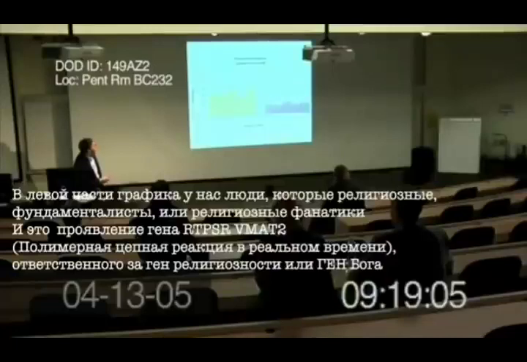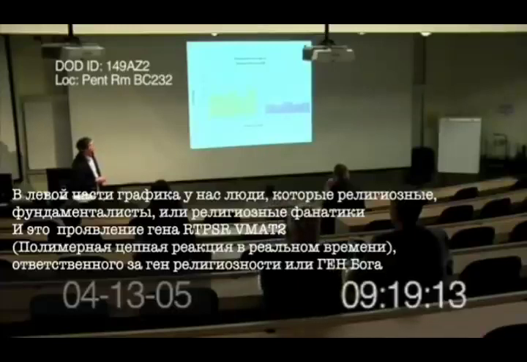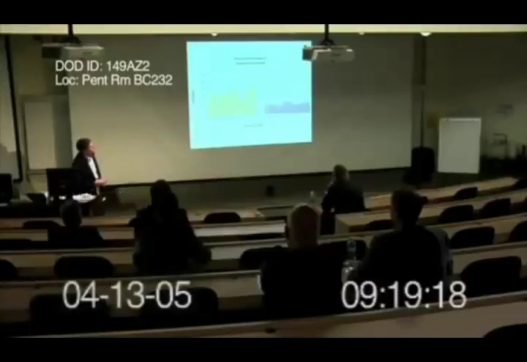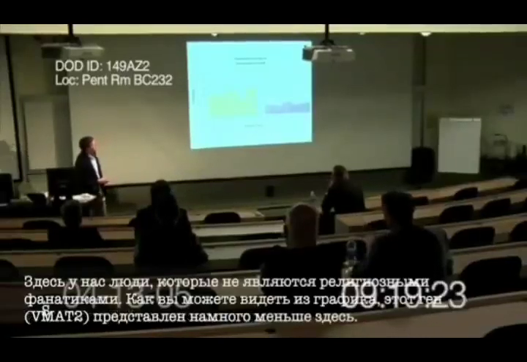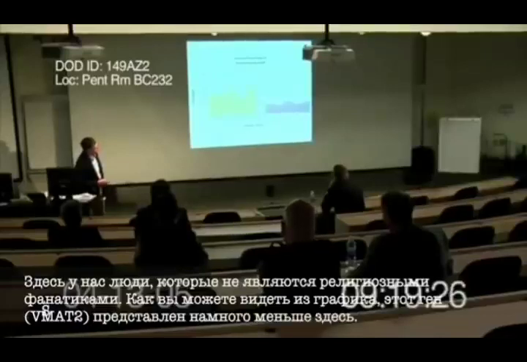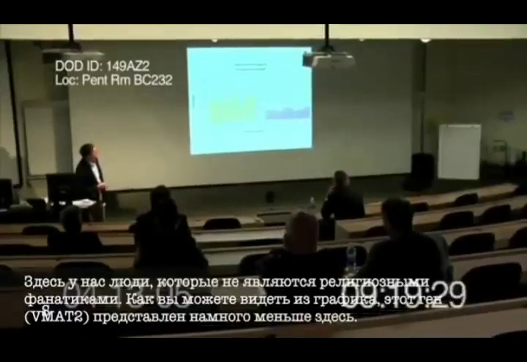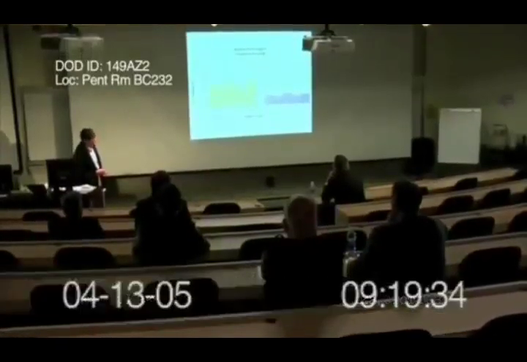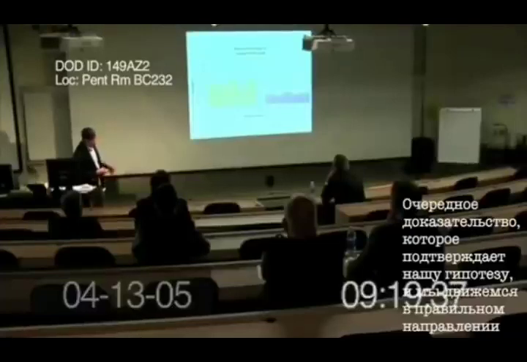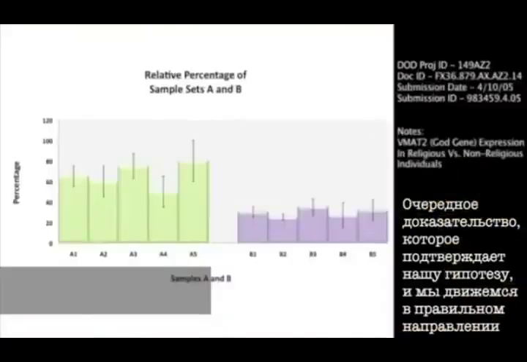Here we have individuals who are religious fundamentalists, religious fanatics, and this is the expression, RT-PCR, real-time PCR expression of the VMAT2 gene. Over here, we have individuals who are not particularly fundamentalist, not particularly religious, and you can see there's a much reduced expression of this particular gene, the VMAT2 gene. Another evidence that supports our hypothesis for the development of this approach.